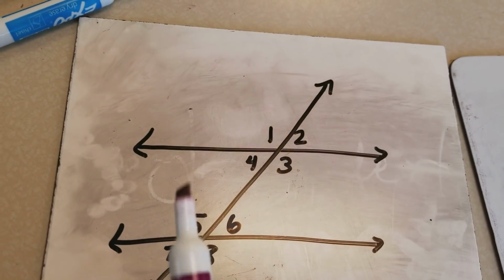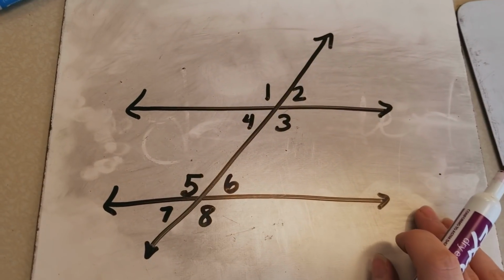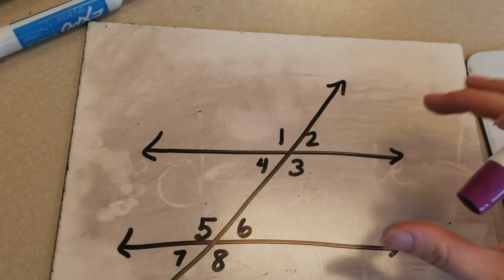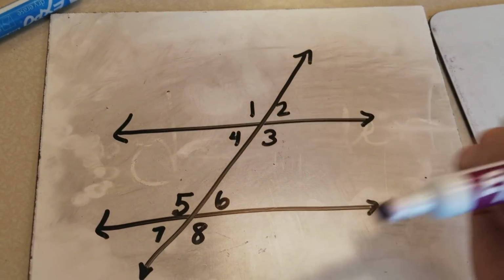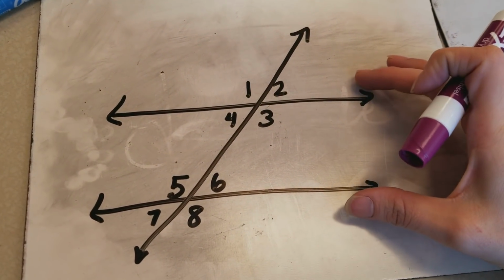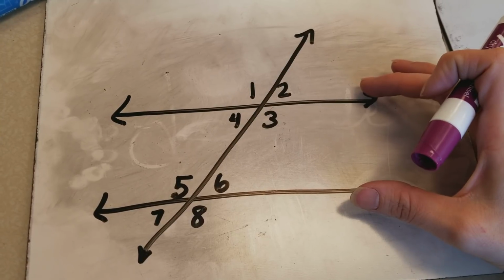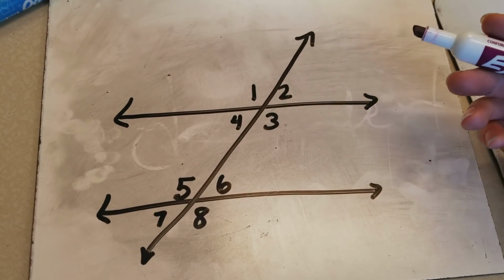Hi guys, this is a video to review transverse lines. So, to review what a transverse line is: a transverse line is a line that intersects two parallel lines. When it intersects those two parallel lines, it creates 8 angles.